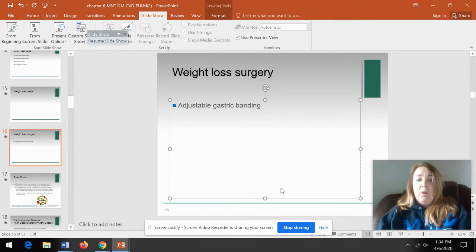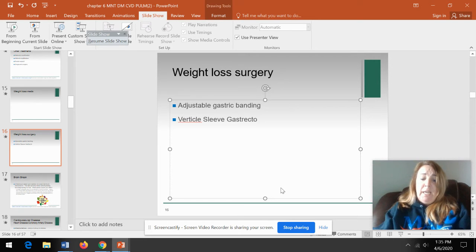So we go from our stomach, which can normally hold like 2 to 3 liters of food, to our stomach being the size of an egg. So it's just decreasing the amount of food that that individual can hold. And then we have a vertical sleeve gastrectomy, and that is taking out a portion of the stomach.